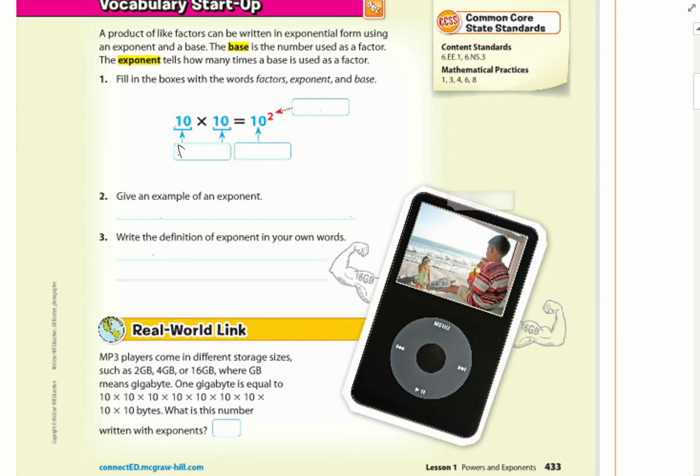So we know factors are when we multiply two numbers or more together. So that must mean the base is going to be here because the base is the same as the factors. And that leaves my last one, my exponent. My exponent tells me how many factors we have. So we have two factors of 10, so 10 times 10. This is give an example of an exponent. So I can do 8 cubed, or 8 to the third power.